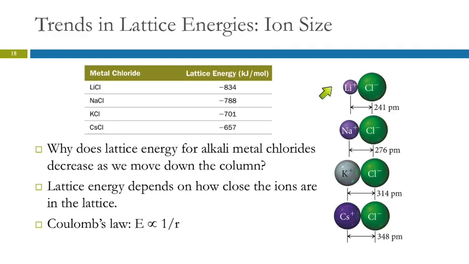So here we have illustrations of the ions and their sizes. So lithium is the smallest and cesium is the largest. The chloride ions are all the same.